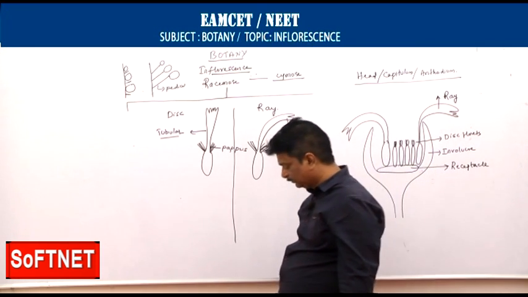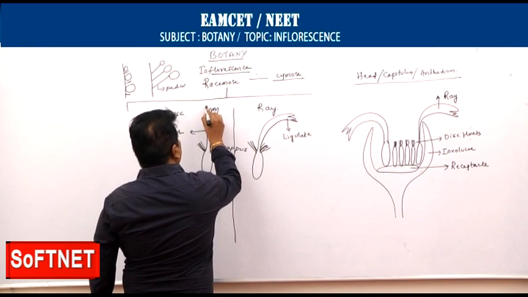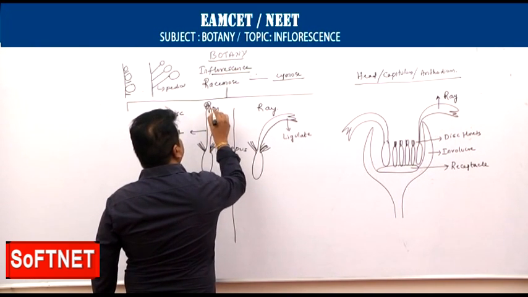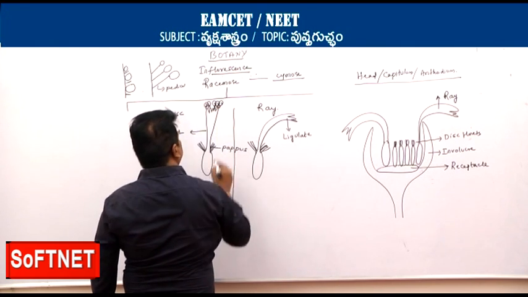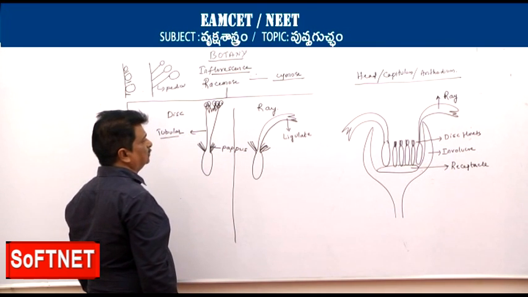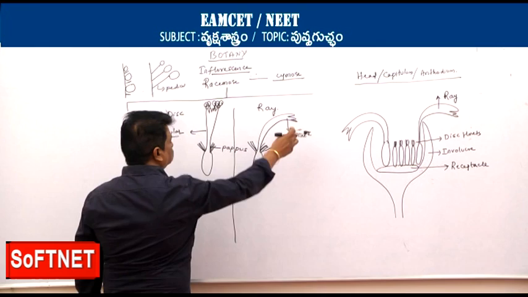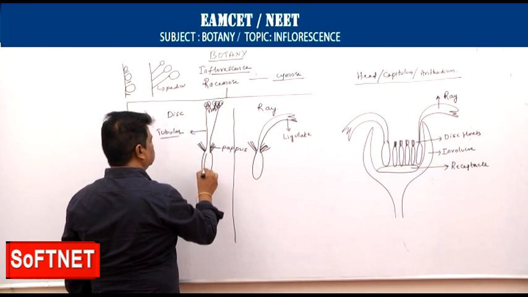Then third one, androecium. Only disc florets have androecium present, that too 5 stamens. Disc florets, androecium present. It includes 5 stamens. Ray florets, androecium is absent.